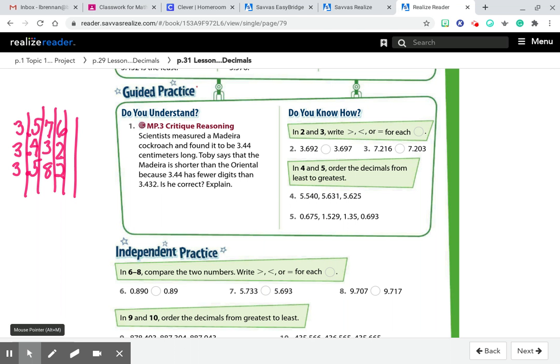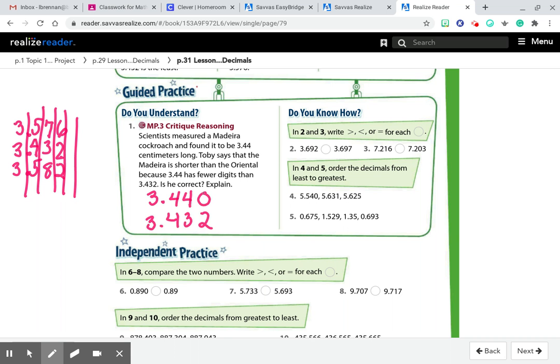Toby said that the Madeira is shorter than the Oriental because 3 and 44 hundredths had fewer digits than 3 and 432 thousandths. And of course, we know he's not correct because the number of digits is irrelevant. It's place value. Digits are just telling you what is the value in that place value. So you really need to not be thinking of digits. You need to be thinking in terms of place value. And notice how I annexed a 0 there.